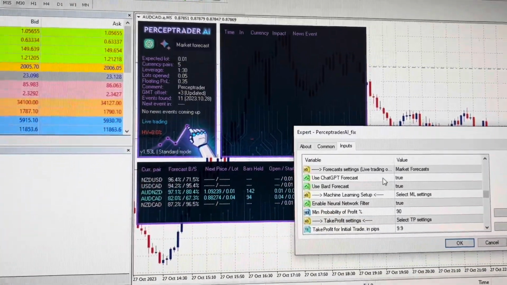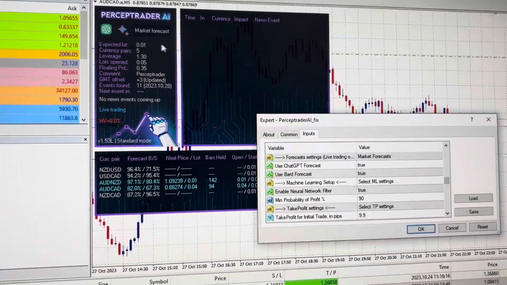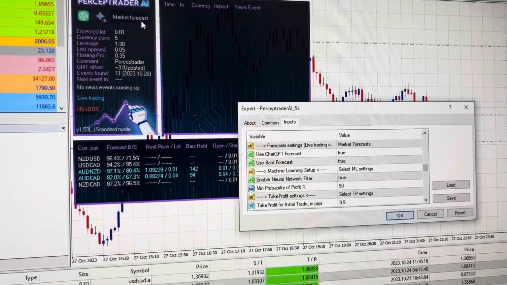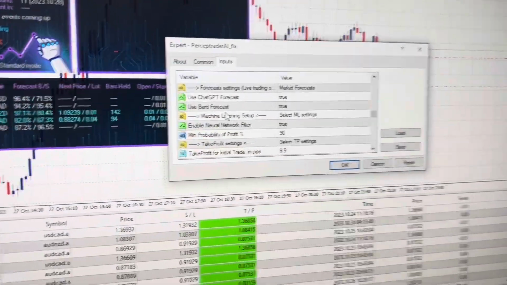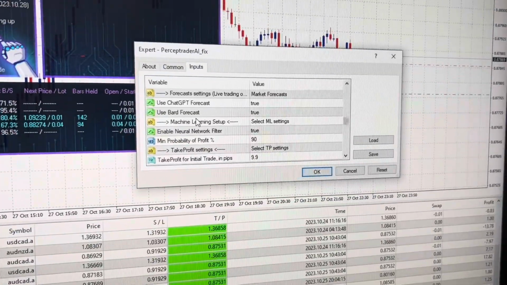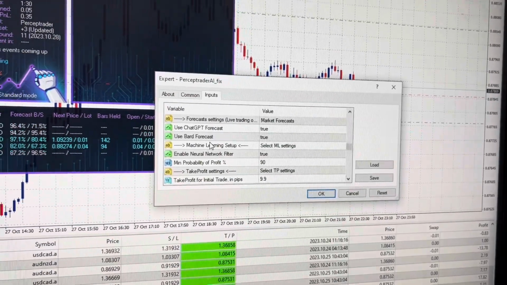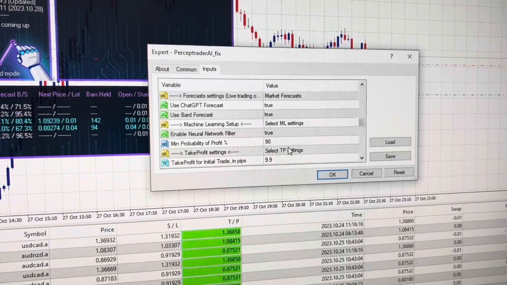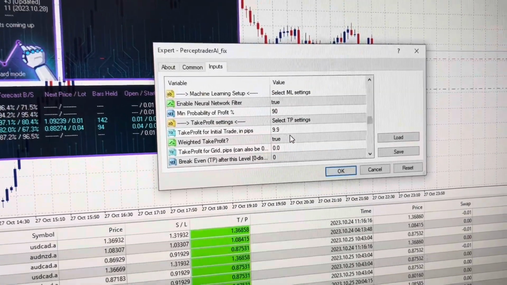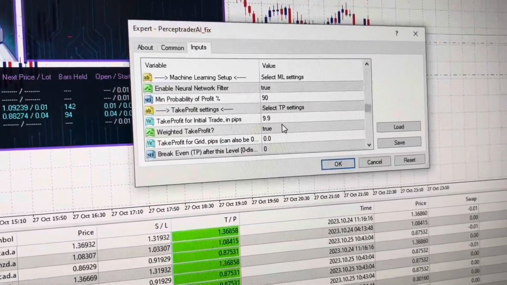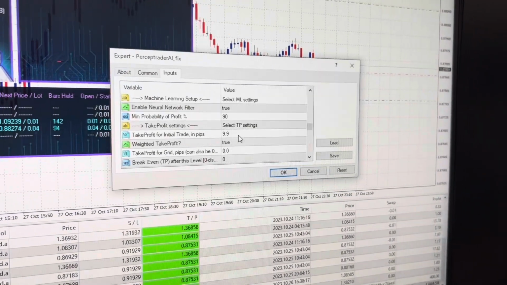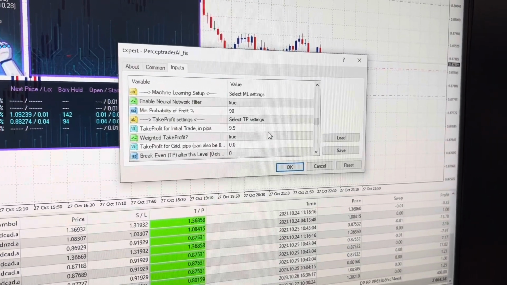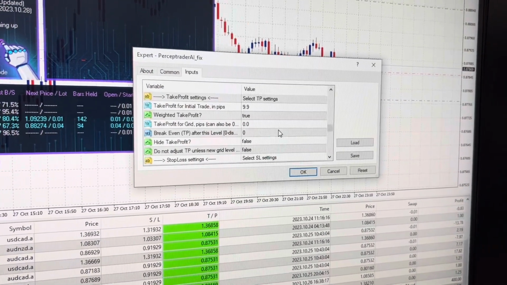So what that means is it will show you the forecast of the pairs based on ChatGPT. So it'll tell you if it thinks that the pair is bullish or bearish based on analysis that it does. And then it tends to have a wide stop loss, and it will take profits at 9.9 pips. So you're basically scalping small scalps, essentially.